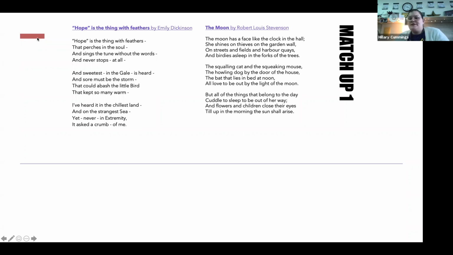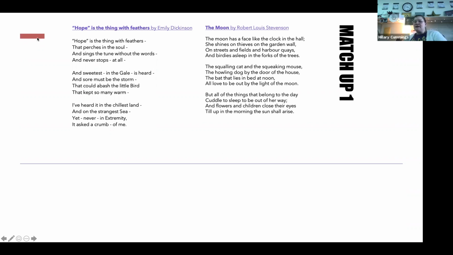The moon has a face like a clock in the hall. She shines on thieves on the garden wall, on streets and fields and harbor quays, and birdies asleep in the forks of the trees. The squalling cat and the squeaking mouse, the howling dog at the door of the house, the bat that lies in bed at noon, all love to be out by the light of the moon. But all of the things that belong to the day cuddle to sleep to be out of her way, and flowers and children close their eyes till up in the morning the sun shall rise.